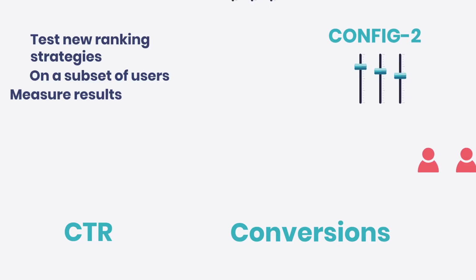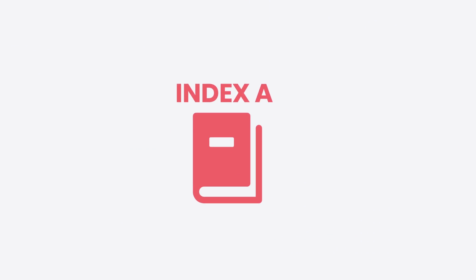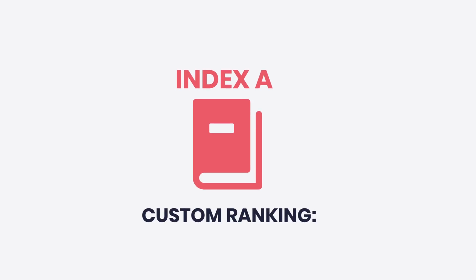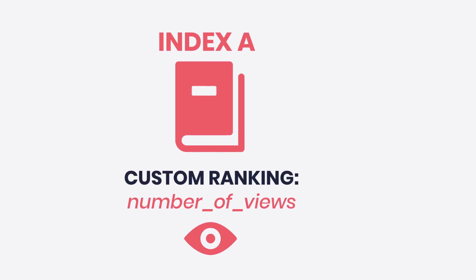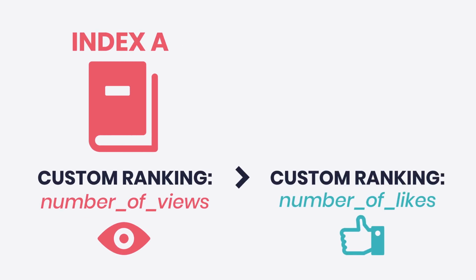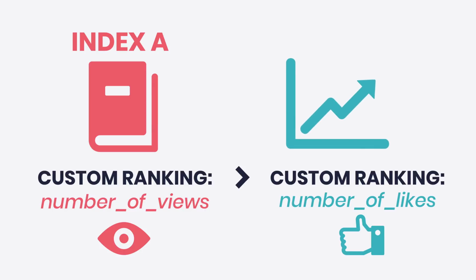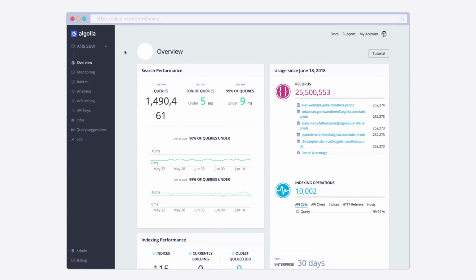If you're a current Algolia user, here is how this would work. Let's take the example of Index A currently used in production. The ranking strategy on this index relies on the number of views of each result. You'd like to know if changing the ranking strategy to rely on the number of likes instead of the number of views would yield better search conversions. A/B testing allows you to do just that in a few simple steps on the dashboard or via the API.